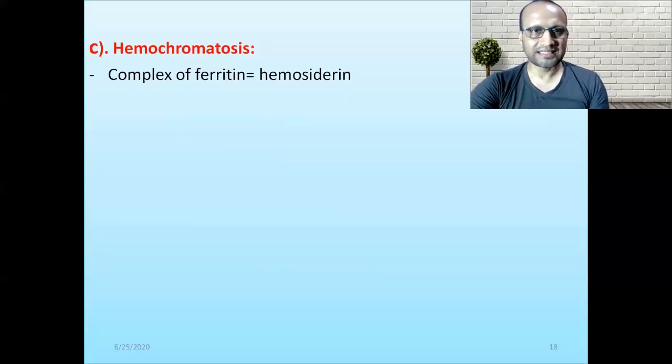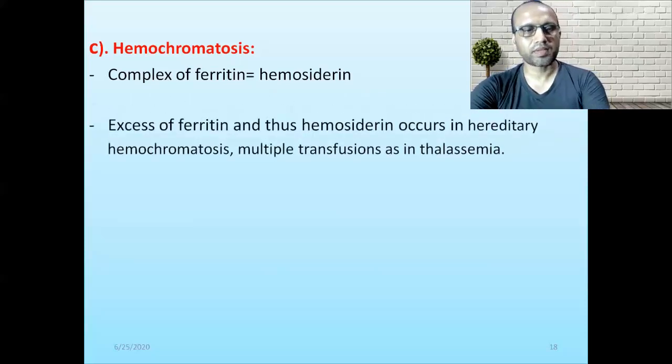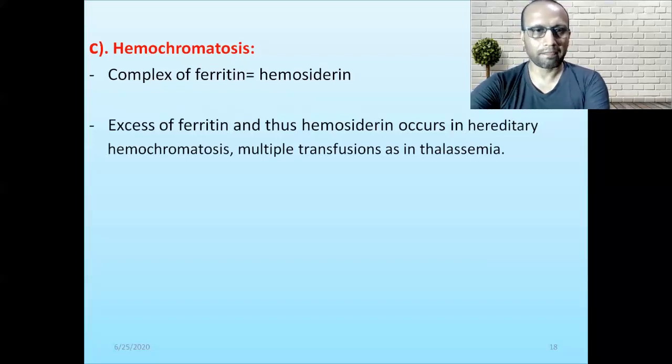Ferritin is the oxidized state of iron molecules. Complex of many ferritin molecules is called hemosiderin. Excess of ferritin and thus hemosiderin can occur in iron overload after multiple transfusions, for example in thalassemia. Excess of ferritin and hemosiderin also can occur in hereditary hemochromatosis.